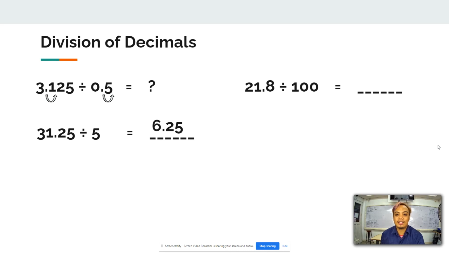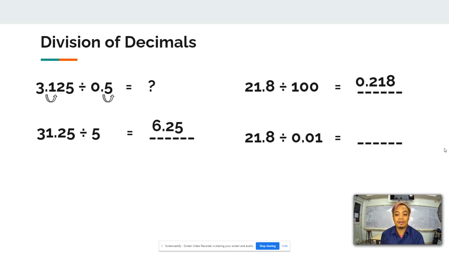There are also instances wherein we have to divide decimals by a group of zeros such as 100. We will do the same process that we did in multiplication. Count the number of zeros, and that is how many places you will move the decimal point. In this case, we have 2, so we will move it to the left twice, and we will have 0.218 as our quotient.